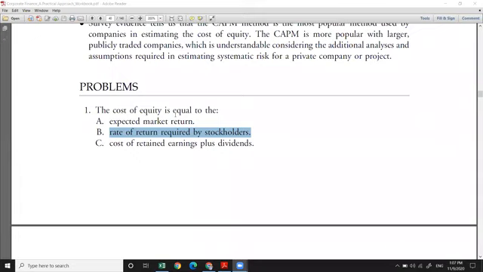Now, when it says just cost of equity, you should know that it's related to the stockholders, to the shareholders. Nothing to do with the market return, it's all about the return. If you remember from the slides that we did, the weighted average cost of capital consists of components like cost of debt, cost of preferred stock, and cost of equity. And the cost of equity here is the rate of return required by the stockholder. So the cost of equity is defined as the rate of return that is required by the shareholders.